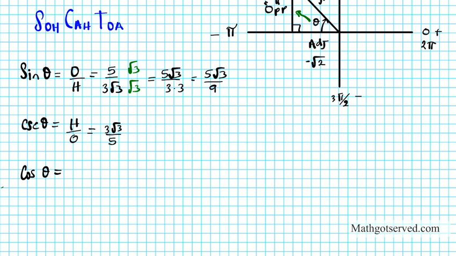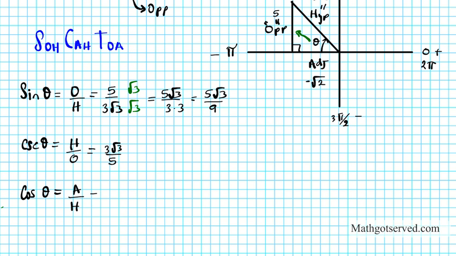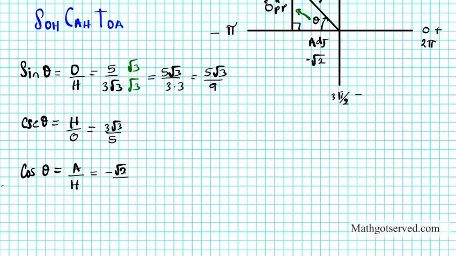Cosine theta, we know from CAH, is adjacent over hypotenuse. Okay? The adjacent is negative root 2, and the hypotenuse is 3 root 3. We have a situation where we have a radical on the bottom again, so we need to rationalize the denominator. Root 3 top and bottom. So that's going to yield negative root 6 over 3 times 3, which is negative root 6 over 9. Alright, so there you have it.